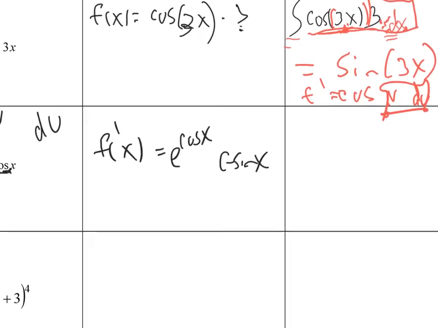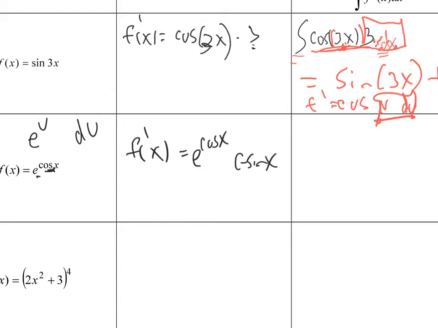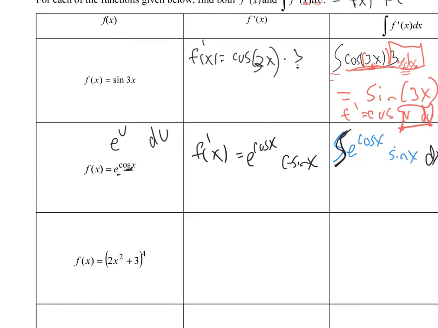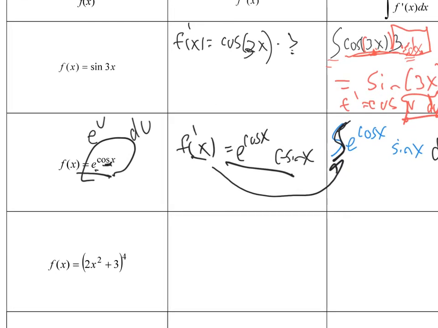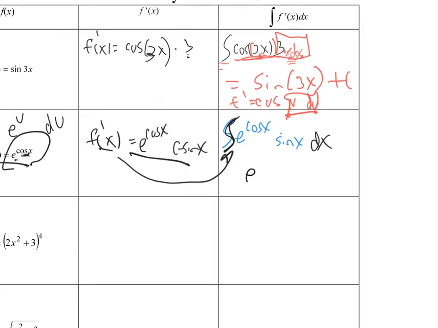Okay, let's look at the next one. You should not be surprised that if I integrate e to the cosine of x times sine of x dx, remember the integral sandwich, since you just took a function, took the derivative of it, now we're undoing the derivative, you should just say to me the answer was the original function, e to the cosine of x plus c.